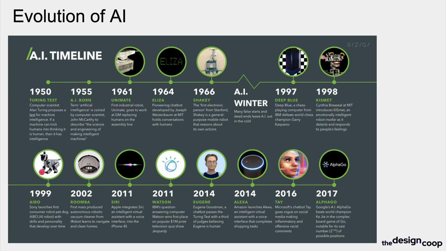AI has a long evolution from the 1950s onwards. Here's a timeline that we will go through to talk about the evolution of AI up to about the present day. So we can see that in 1950 it started with the Turing test, where the computer scientist Alan Turing created this test for machine intelligence. And he said that if a machine can trick a human into believing that it is a human at the end, then it has passed the Turing test.